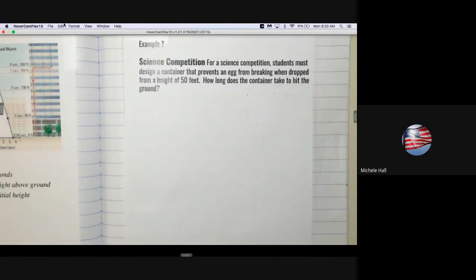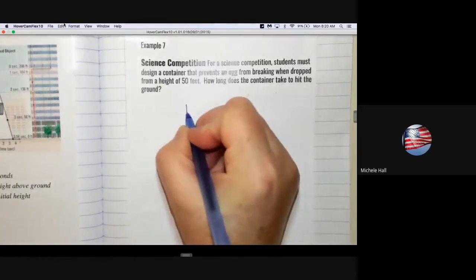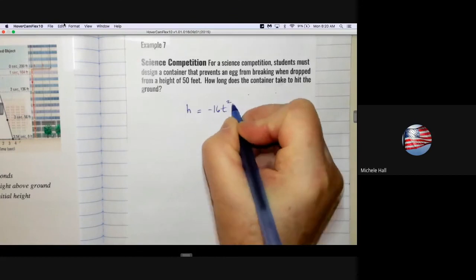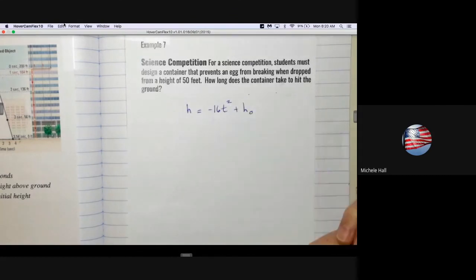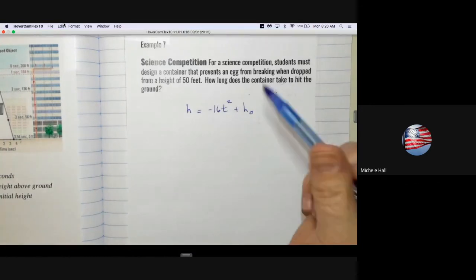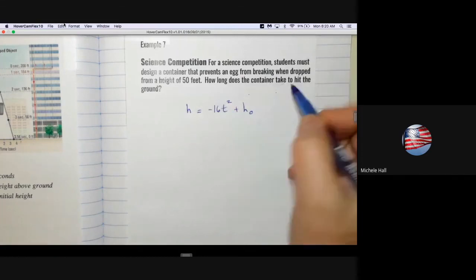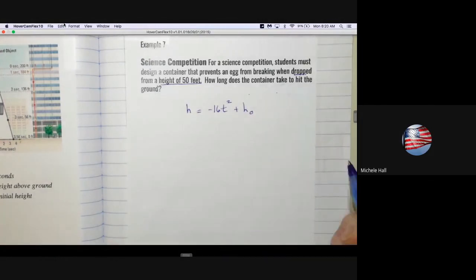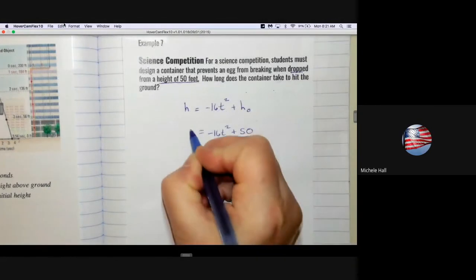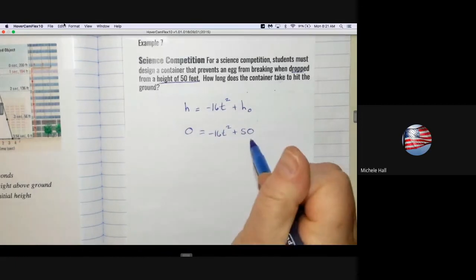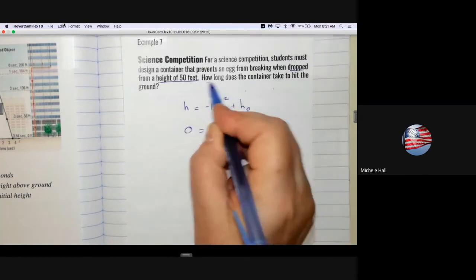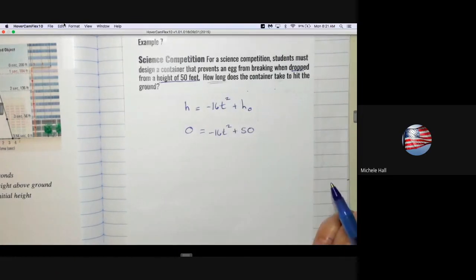Well, we're going to start first with our formula. We have h equals negative 16 t squared plus h of 0. What information do we have? We have it's dropped from a height of 50 feet. That is going to be the initial height then, h of 0. And the height above the ground was 50 feet. How long does the container take? How long? That would be t. We're solving for t.